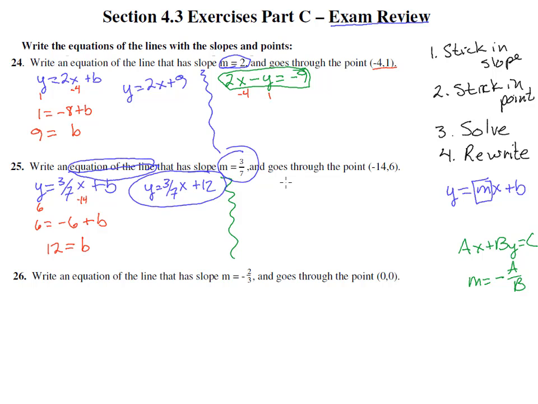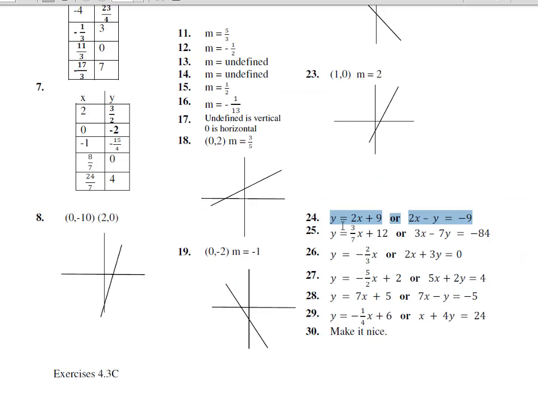Okay, using the other shortcut, slope is 3/7. It means 3x, opposite sign, 7y equals, and then we stick in the point, negative 14 right here, and 6 right there. When we stick those in, 3 times negative 14 is negative 42, minus 7 times 6, which is 42, that's a negative 84. So we rewrite the whole equation up there with a negative 84. Let's double check that. Yes, y equals 3/7 x plus 12, or 3x minus 7y equals negative 84.